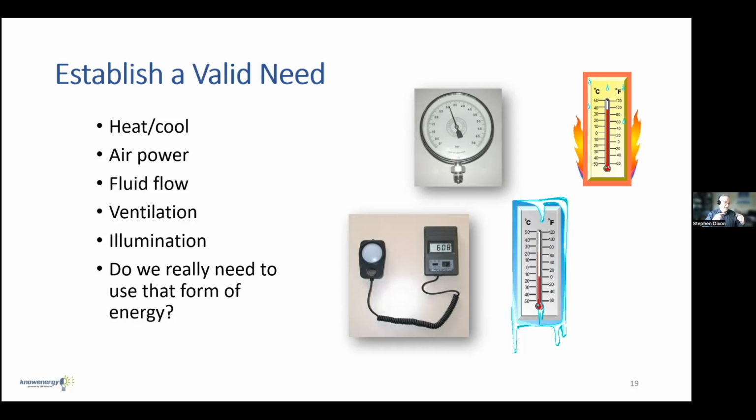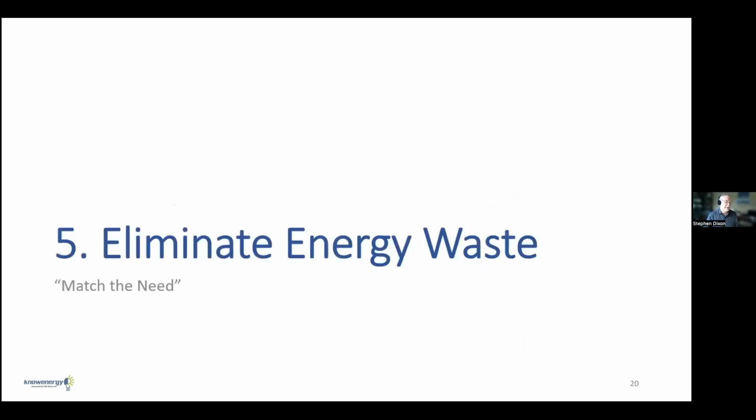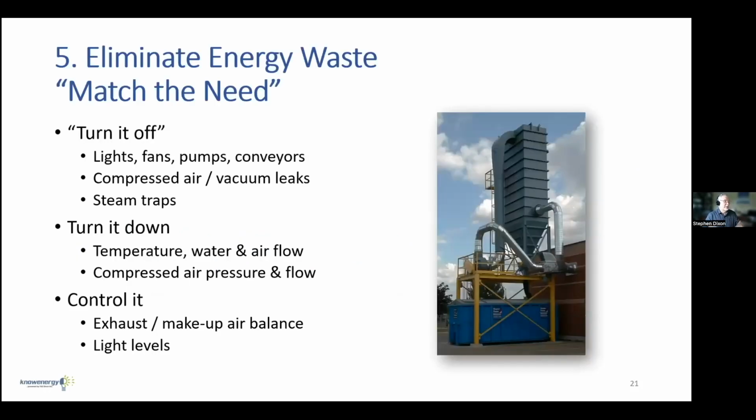Now, the other thing that I like to say at this point is, are we using energy that we don't really need to use, or are we using a form of energy that we don't need to use? So at this point, by documenting what we need to use, I think we can do a pretty clear determination of what's really valid, and that becomes one of the first opportunities we may go after. So getting rid of waste, matching that need, downsizing energy use to what's appropriate. So here we're looking at things like turning things off, turning things down, and controlling things.